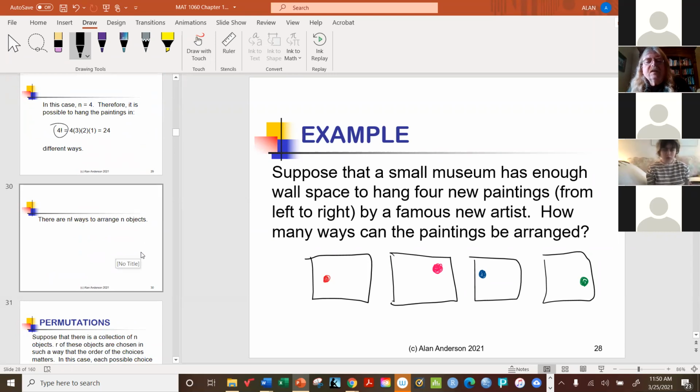All right, so does everyone understand this concept of arrangements and how the factorial operator works? Make sure you can do this on your calculator because we're going to need it.